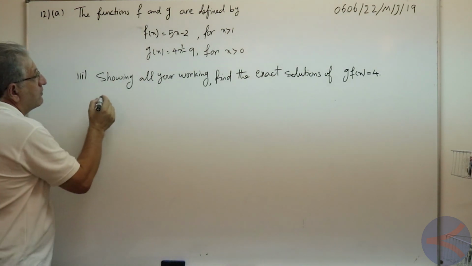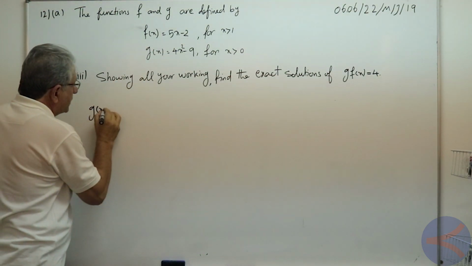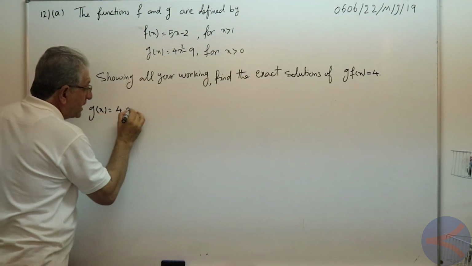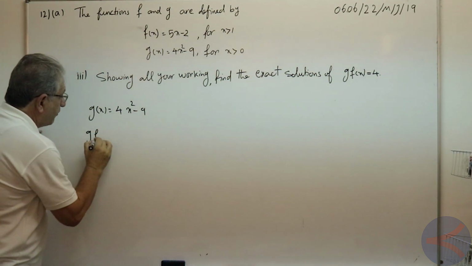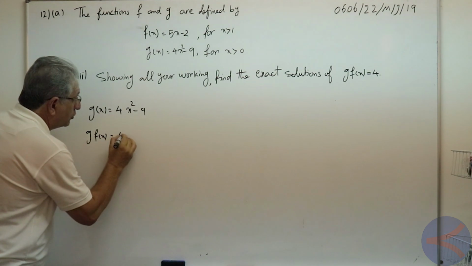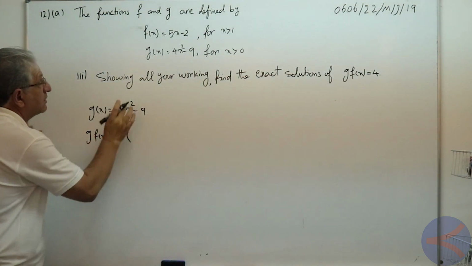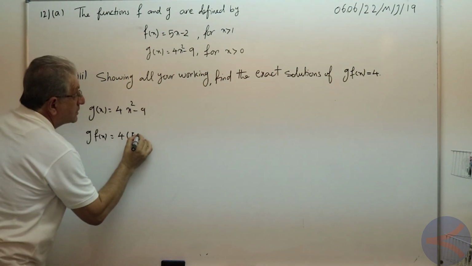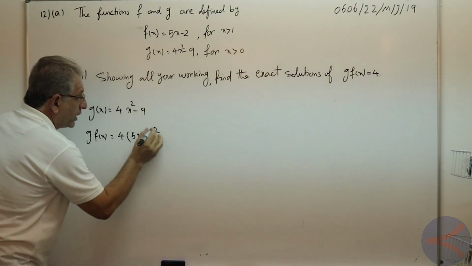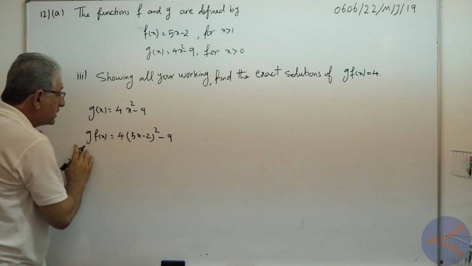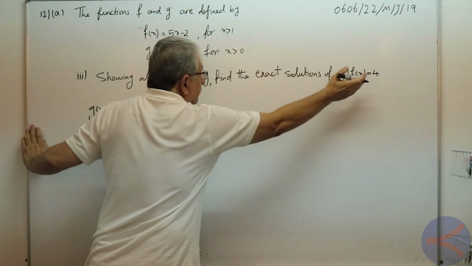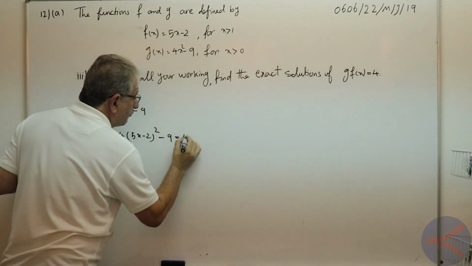Now we know that g of x is equal to 4x squared minus 9. Now, g of f of x will be 4 times f of x squared, and f of x is 5x minus 2. So you see, just this replaced by this, minus 9. This should be equal to 4.